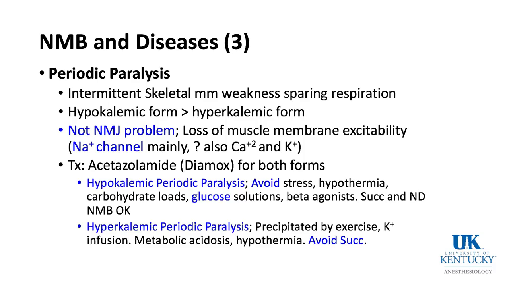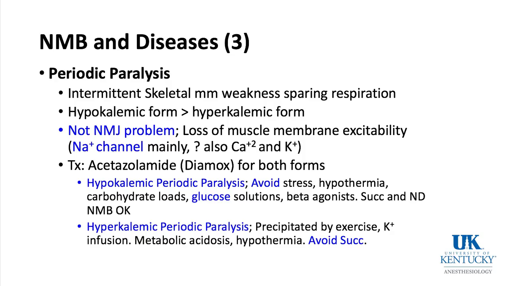What causes low potassium? Well, catecholamines drive potassium into the cell. So stressful situations with high states of catecholamines, you're going to have a lower potassium level. Carbohydrate loads in glucose solutions: if you pour D5W into a patient, their glucose goes up in the body, their insulin kicks in. What does insulin do? It drives potassium into the cell. So giving large amounts of glucose to a patient with this disease would not be wise. Beta agonists, like inhaled Ventolin, will drive potassium into the cell. Epinephrine, another example. Sux and non-depolarizing neuromuscular blockade is okay in the hypokalemic periodic paralysis form.